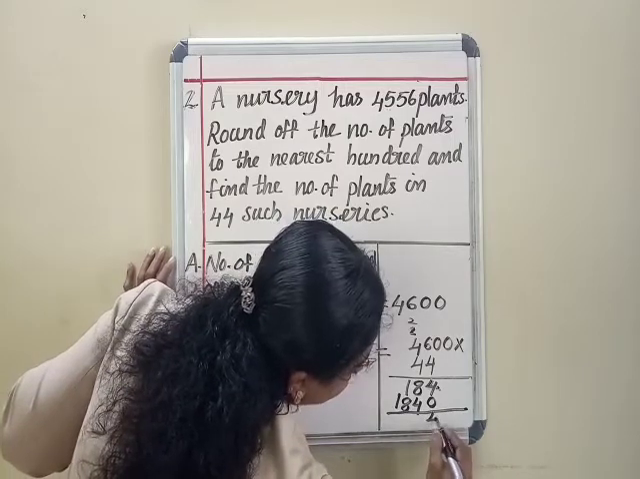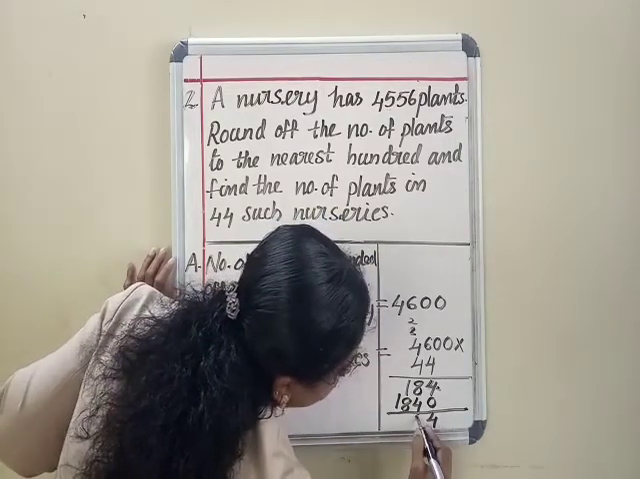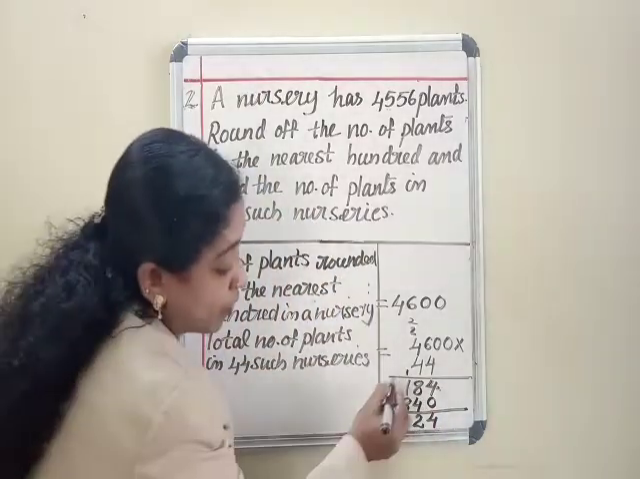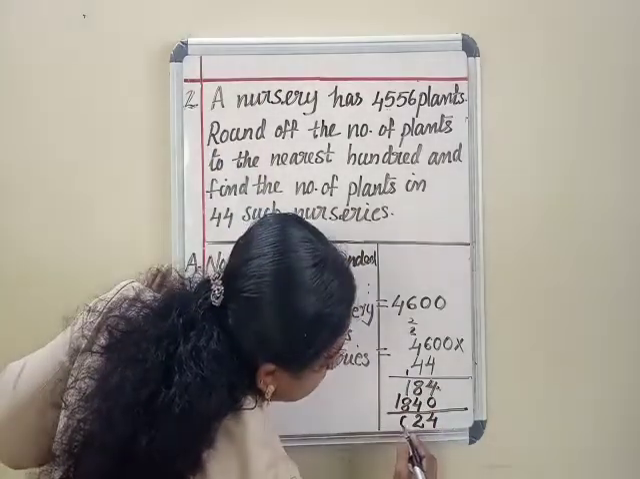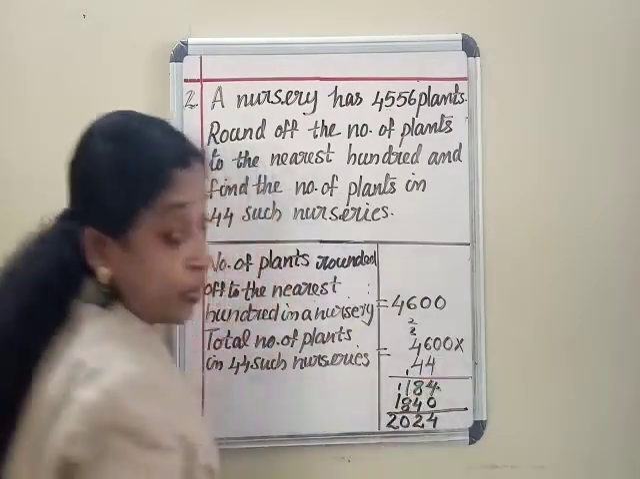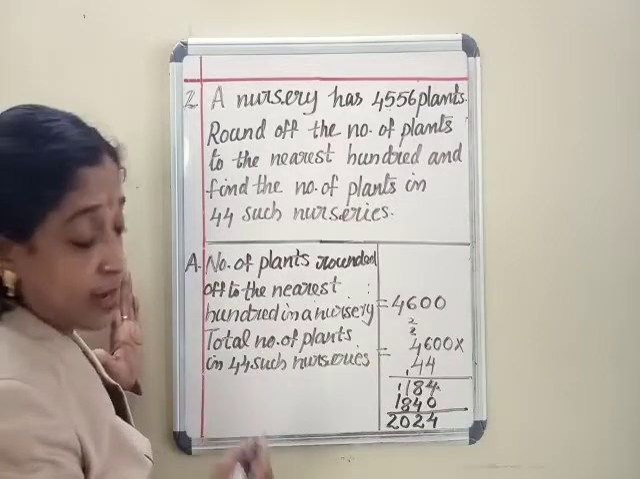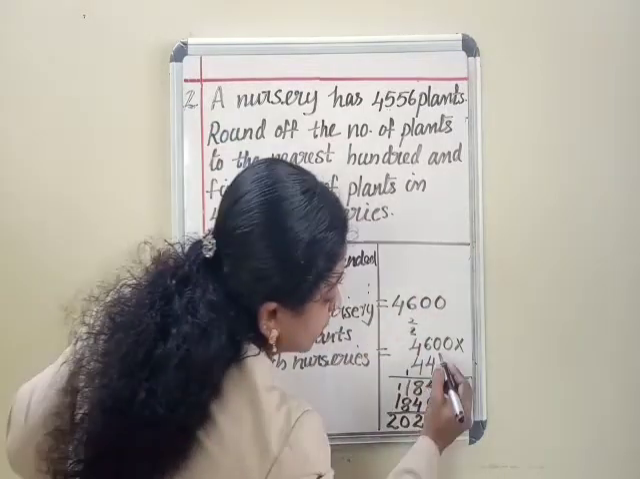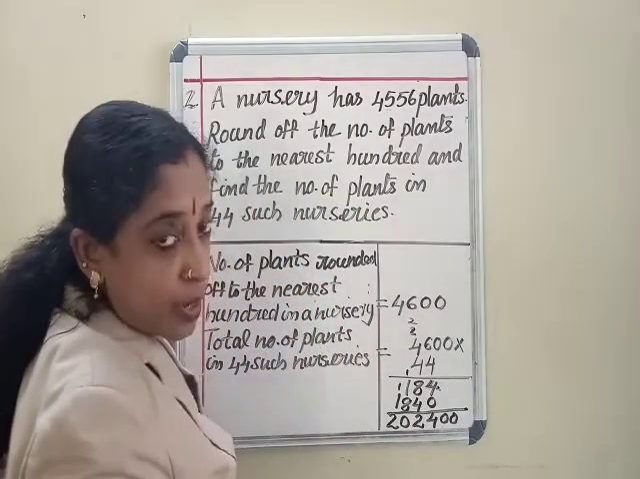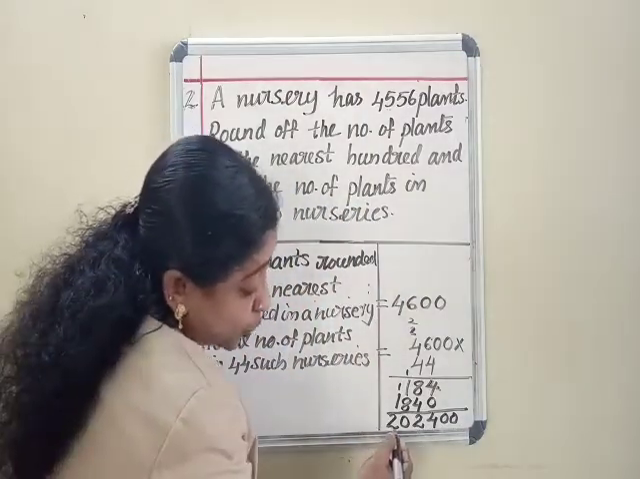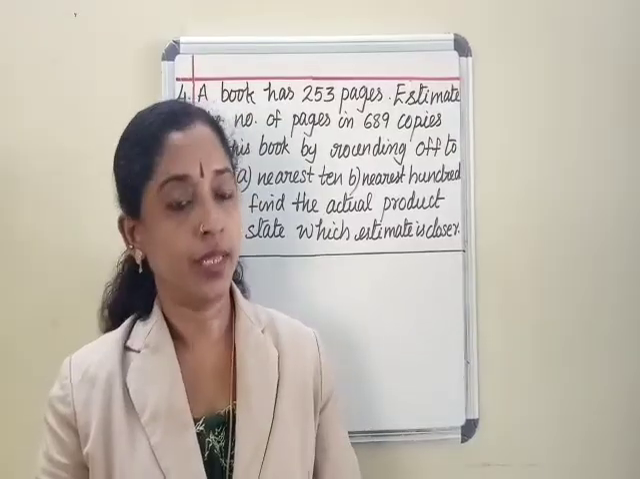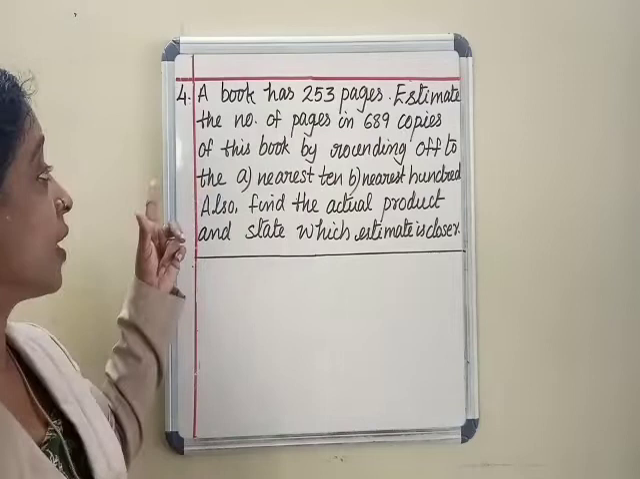Here 4. Here 8 plus 4, 12. Carrying 1. 1 plus 1, 2. 2 plus 8, 10. Carrying 1, 2. Now is this the answer? No, this is not the answer. We have to add 2 more zeros. Here are 2 zeros now. Then what is the total number of plants? 2,02,400.